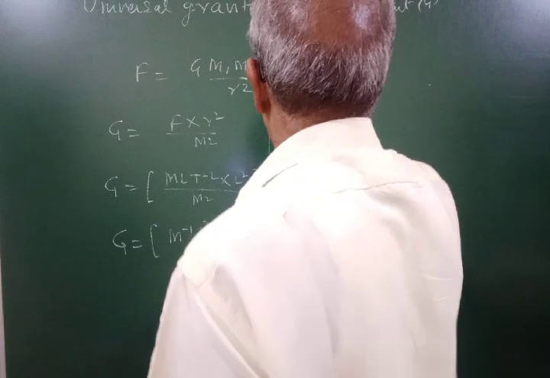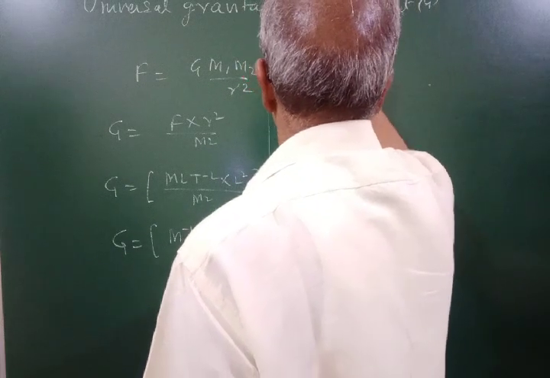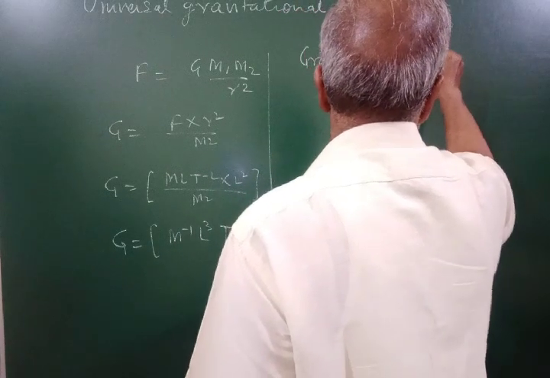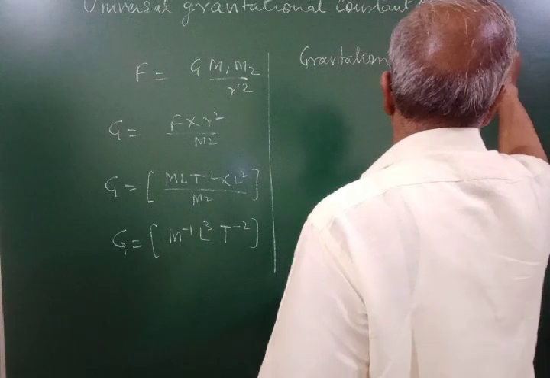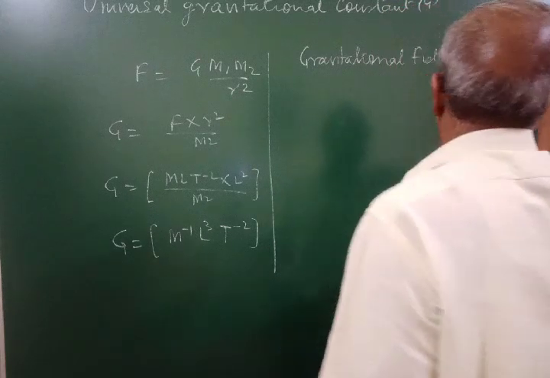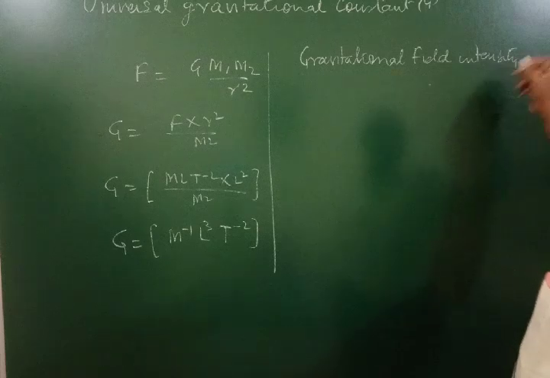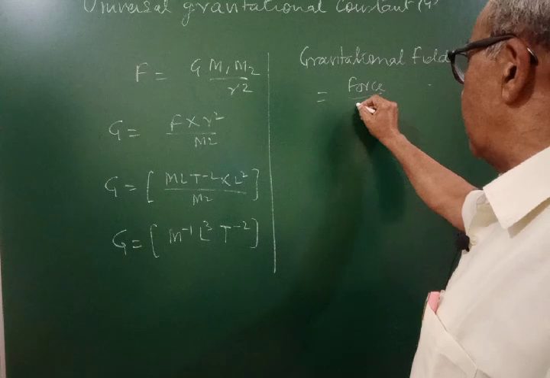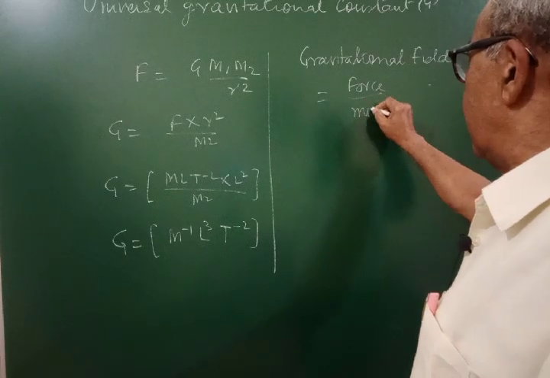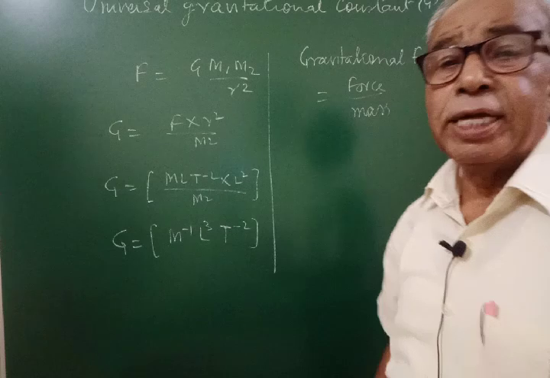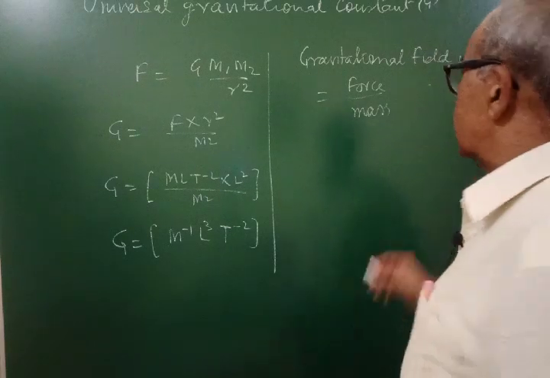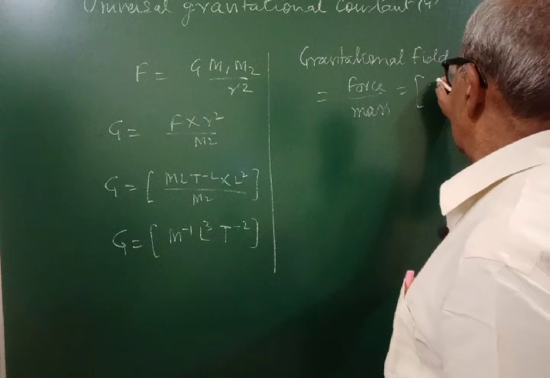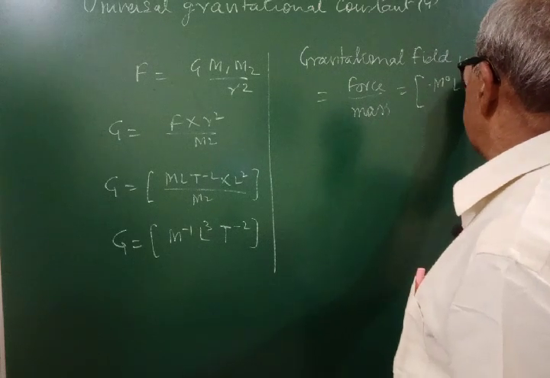Here is another term, gravitational field intensity. What is this? It is measured as force per unit mass, that is, force upon mass. In a gravitational field, every mass experiences a force towards the center of the earth, and that force per unit mass is called gravitational field intensity. So the dimensional formula will be M^0 L T^-2.